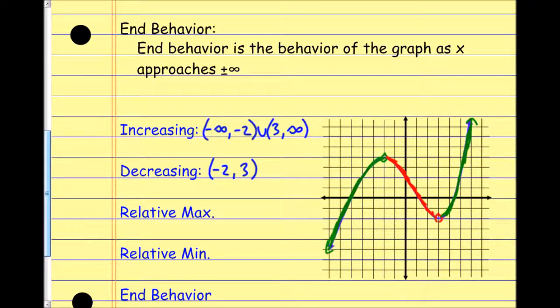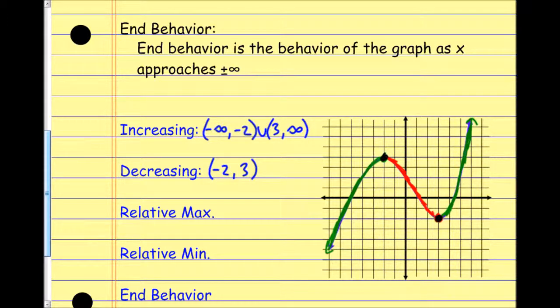Okay? And then the relative max and min is where this thing changes. The relative maximum is right here, and the relative minimum is right here. Those are values, the maximum where it goes from increasing to decreasing. And again, it's a high point on this function. And then the relative minimum is where it goes from decreasing to increasing.